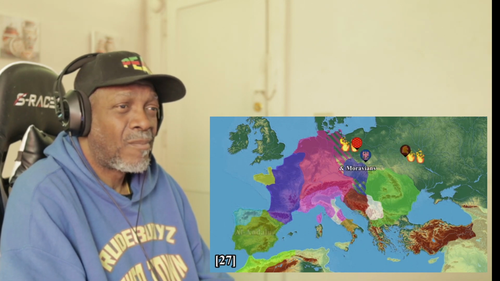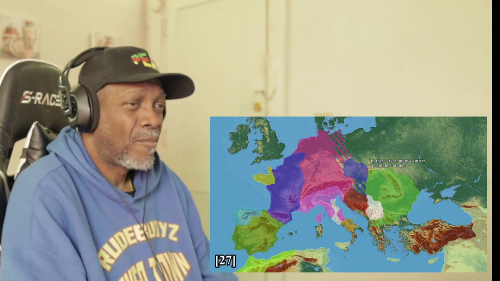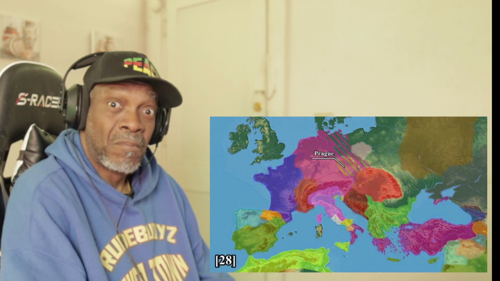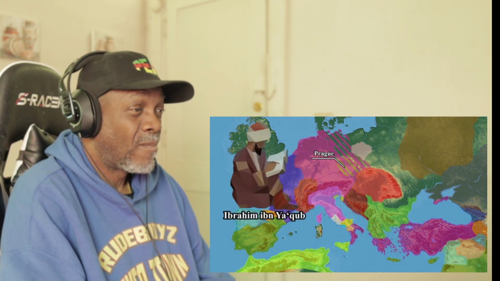He concludes with, "In these areas, many captives can still be obtained." In fact, so many captives could still be obtained from this area that Prague became one of the most well-known European slave markets of the 10th century. Ibrahim ibn Yaqub visited Prague in the 10th century, most likely on a trading trip, and described the city thusly.